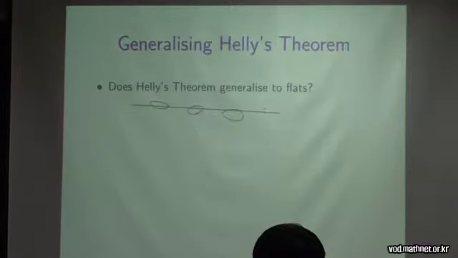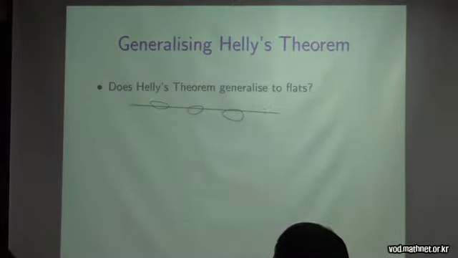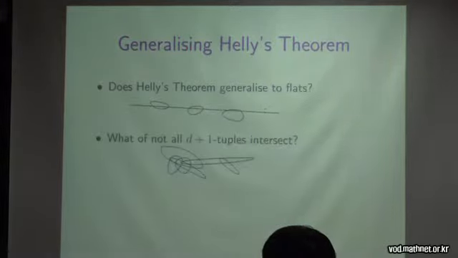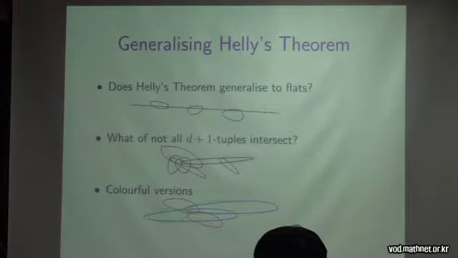So I want to talk about how you can generalize this theorem. And one thing you can do is think about flats. A flat is just an affine subspace of Rd. So in the plane, a flat can be a line if it's a 1-flat, or a point, or the whole plane. This would be a 2-flat of the plane, but it's kind of trivial because it's the whole thing. Also, you can think what happens if not all of the d+1 tuples intersect. And another way that has been used is to find a colorful version of the theorem, which I will talk more about in a second. But these are the 3 things I want to talk about.